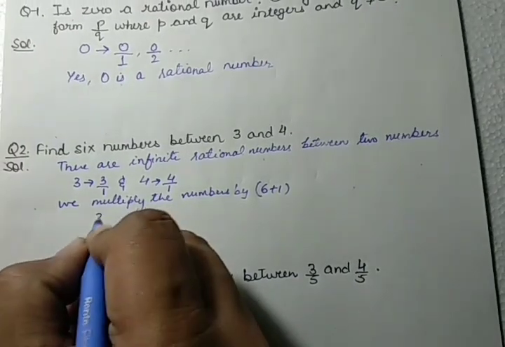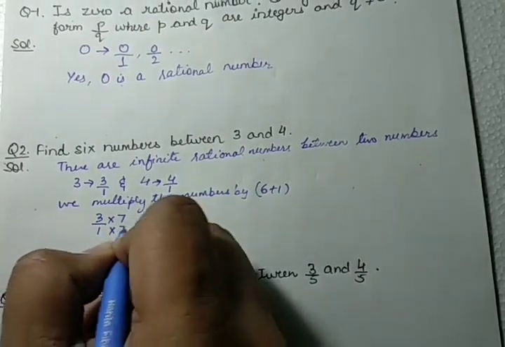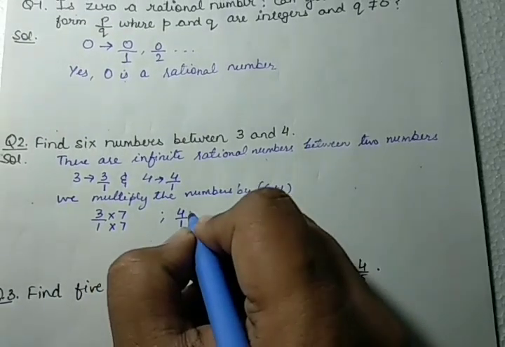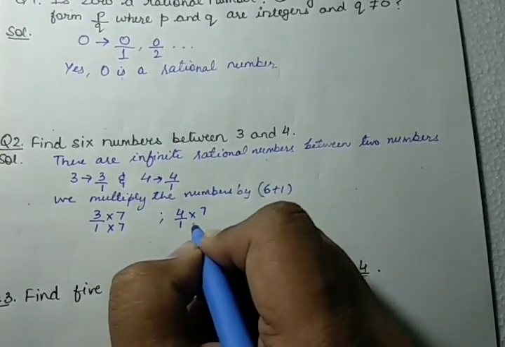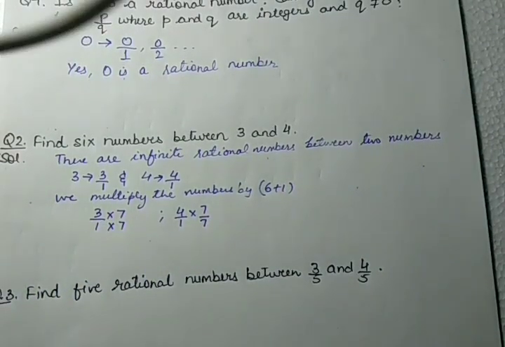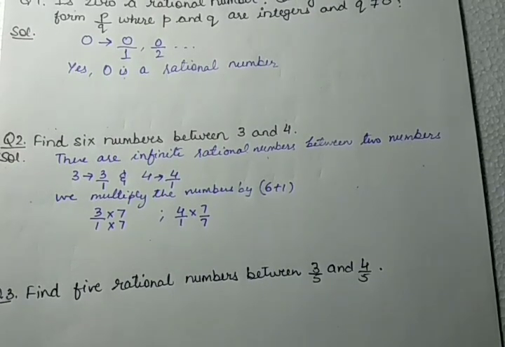So here 3 upon 1 will be written as 3 upon 1 into 7 upon 7, and 4 upon 1 can be written as 4 upon 1 into 7 upon 7. You might be recalling the concept of equivalent fractions. So if we write 3 upon 1 or 3 into 7 upon 1 into 7, both are the same by the concept of equivalent fractions, which you have already studied in your previous classes.